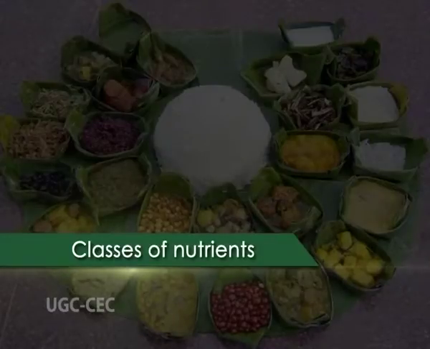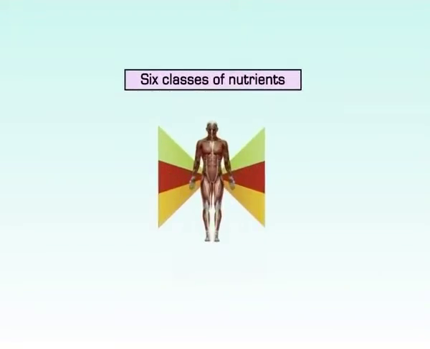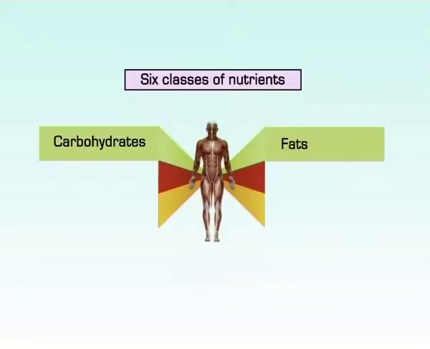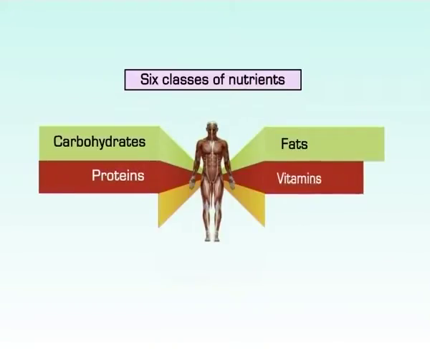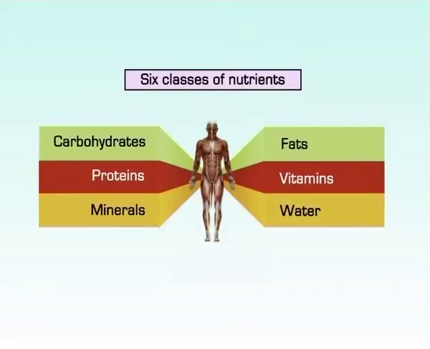Let us look at the classes of nutrients. Nutrients in food can be grouped into 6 classes. These include carbohydrates, fats, proteins, vitamins, minerals, and water. Let us discuss how each of these nutrients is important to us.